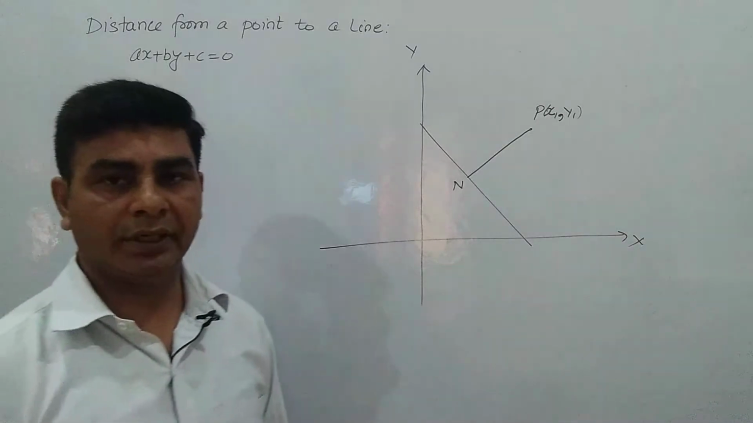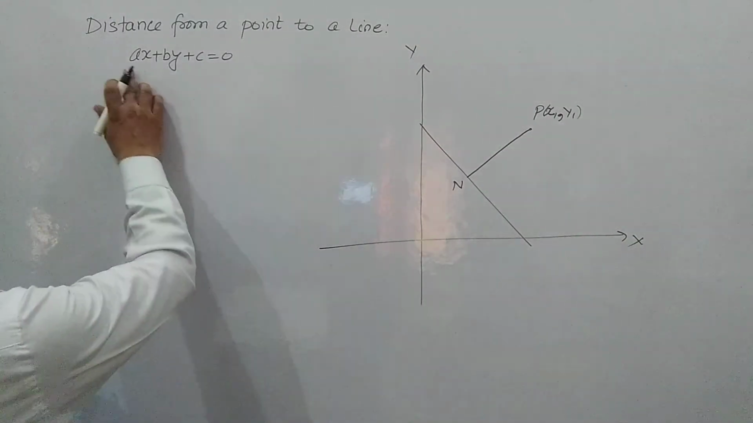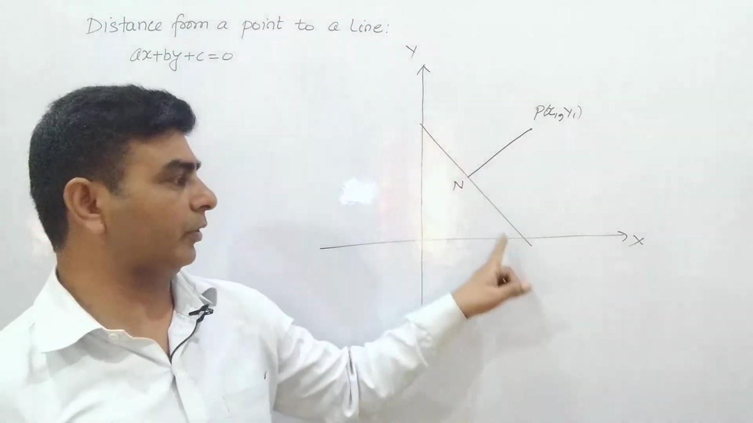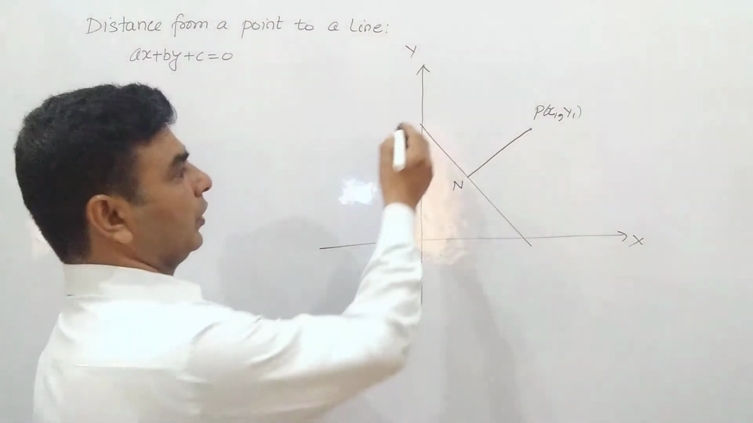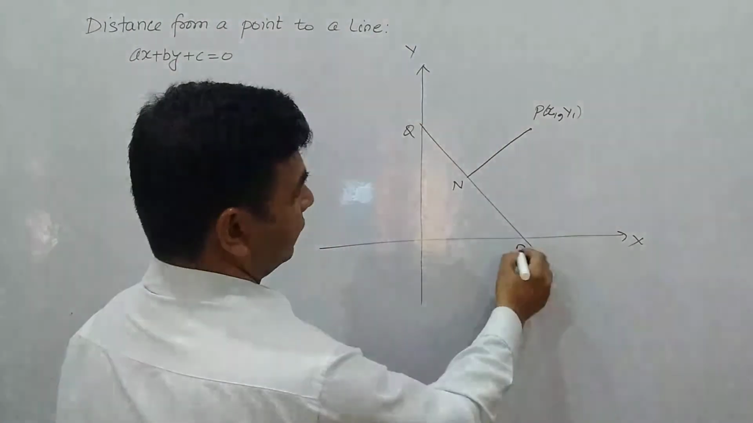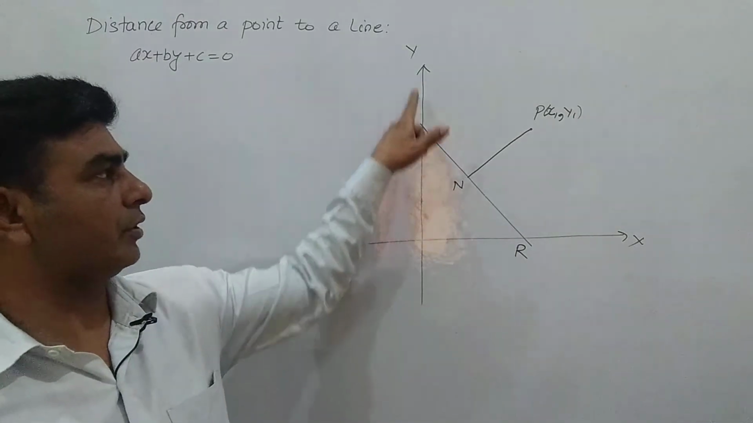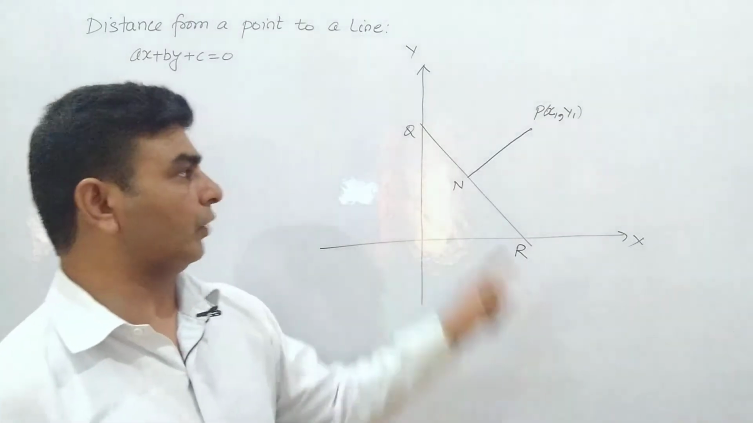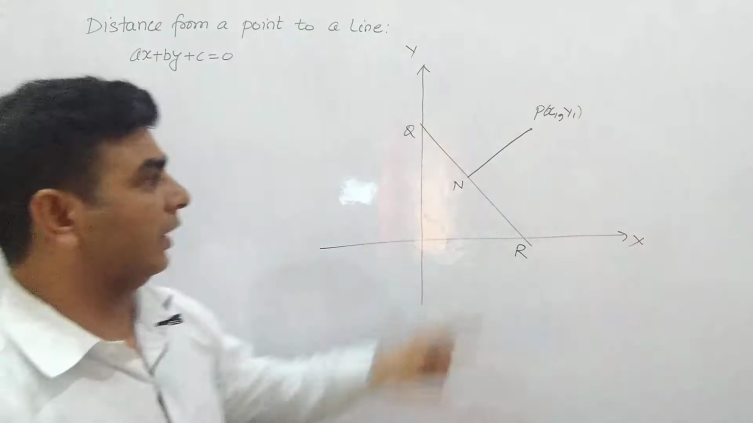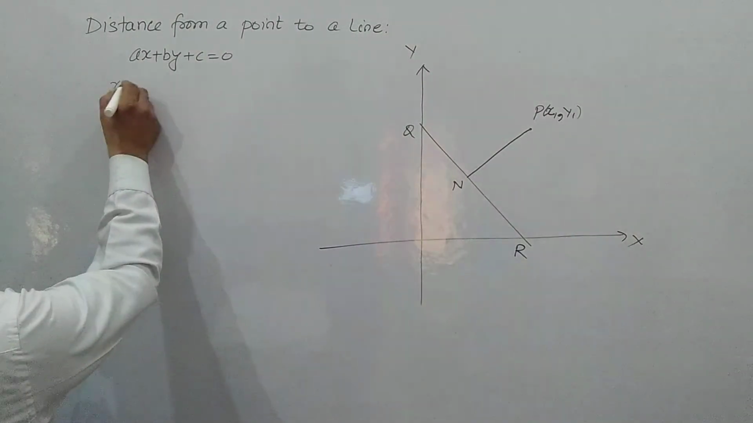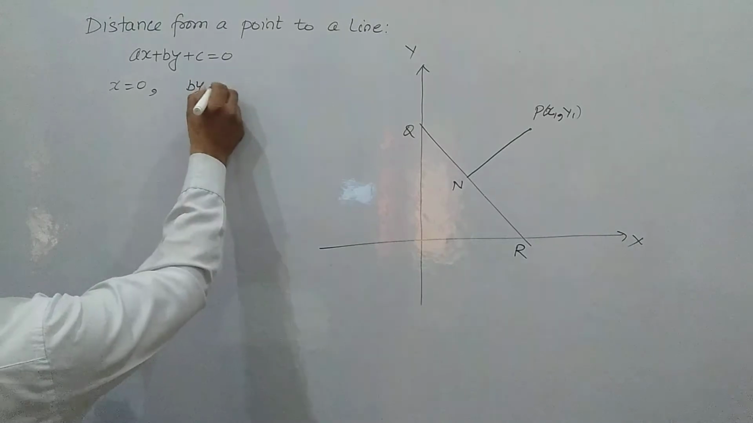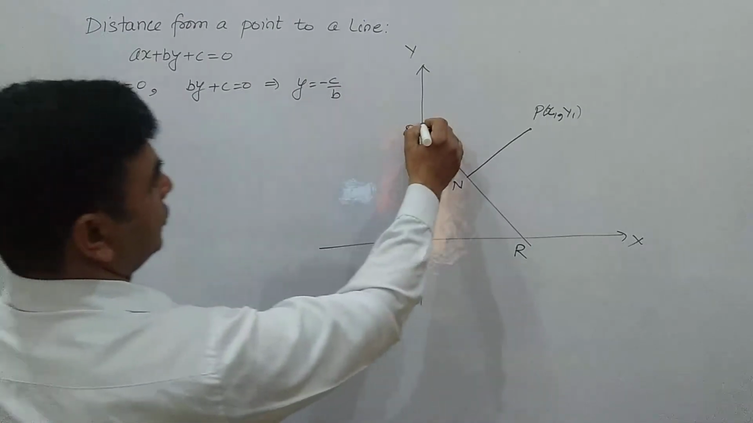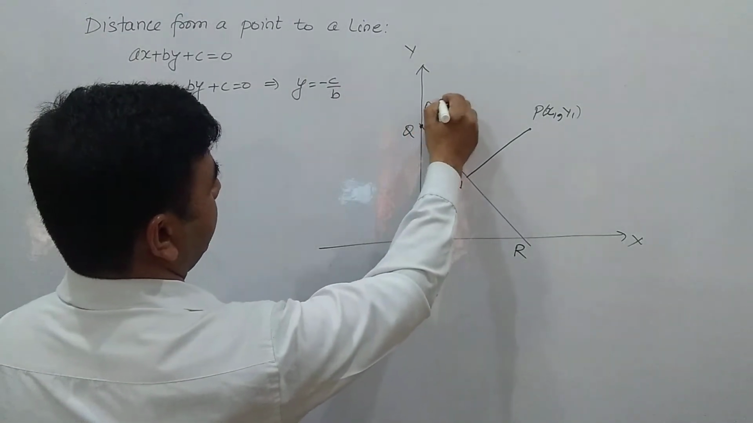So how can we obtain it? Let us derive this formula. Because this is the line which is intersecting the x-axis as well as the y-axis, let me find the coordinates of these points. First of all, let this point be Q and this point be R. Q is the point which is lying on the y-axis, so its x coordinate will be 0. So to find the coordinate of the point Q, let me put x is equal to 0. Whenever x is 0, it implies by plus c is equal to 0. This gives you y is equal to minus c by b.